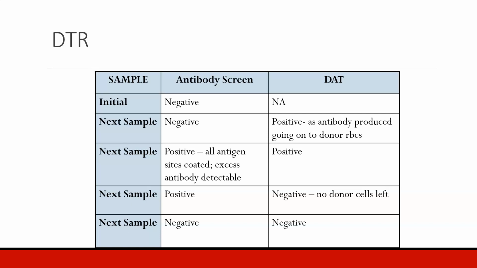In the next sample, the antibody screen is still positive, but the DAT becomes negative because there's no more donor cells left. Remember, anything coated with antibody is destroyed by your body. And then finally, the last one, sometimes the patient will have the antibody for life. Otherwise, it may fall below the level of detectability and your antibody screen will be negative. And if you did decide to do a DAT, it would also be negative. I want you to memorize the chronology of the serological results when a patient has a delayed transfusion reaction.